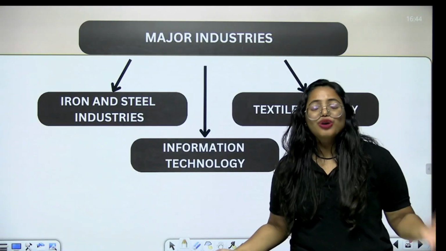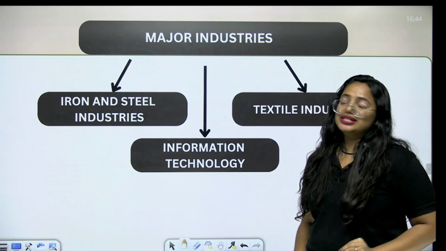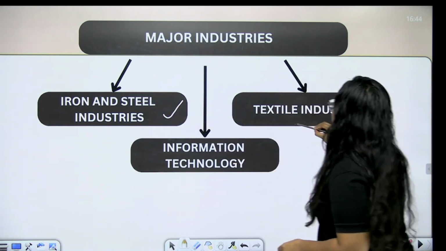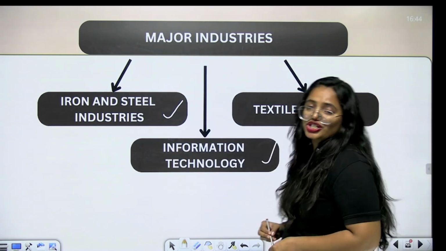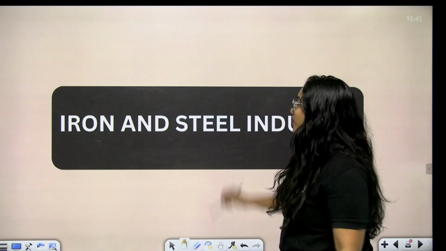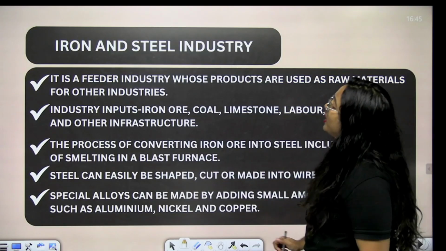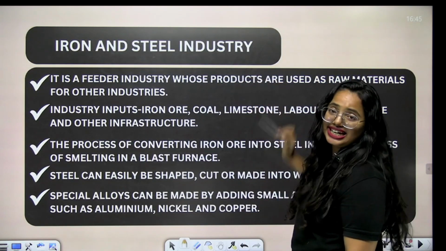What we are going to learn now is all about the major industries. So, what are these major industries? Iron and steel industry, textile industry and information technology. The very first one is going to be the iron and steel industry. So, let's learn together and here we are going to talk about the iron and steel industry.